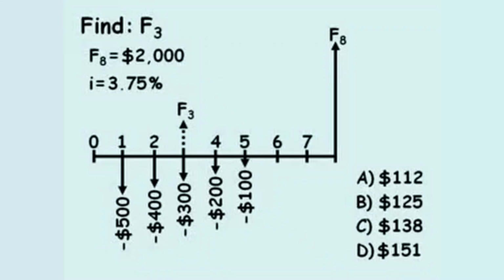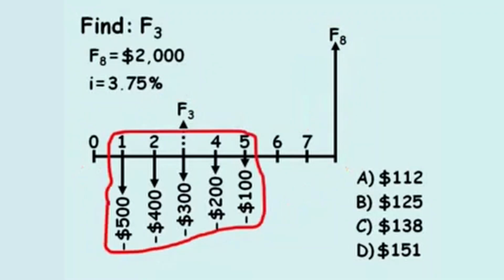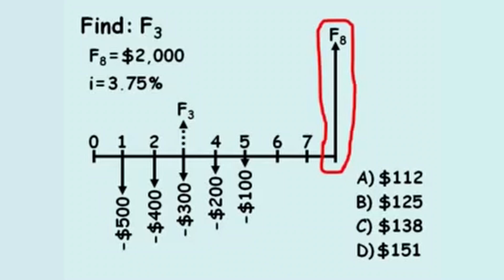Find the equivalent future value at the end of the third year, F3. In this problem, we are provided a cash flow diagram. In the diagram, there are negative cash flows at the end of the first 5 years, in addition to one single positive cash flow at the end of the 8th year, which is equal to $2,000.